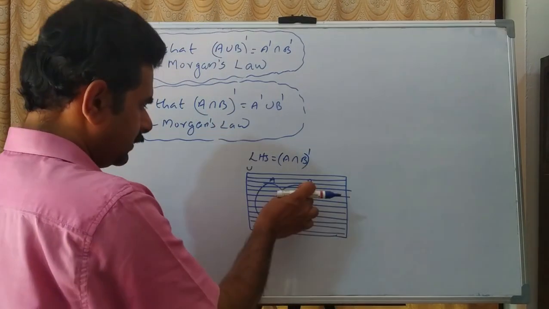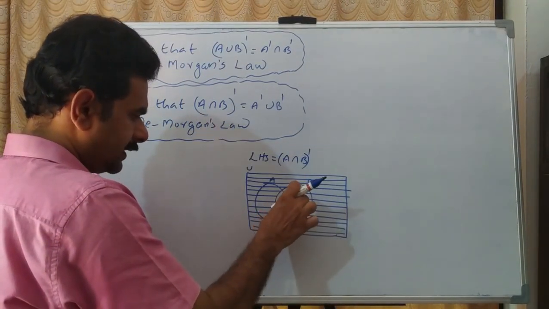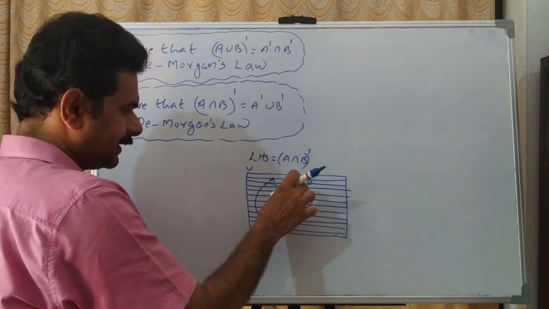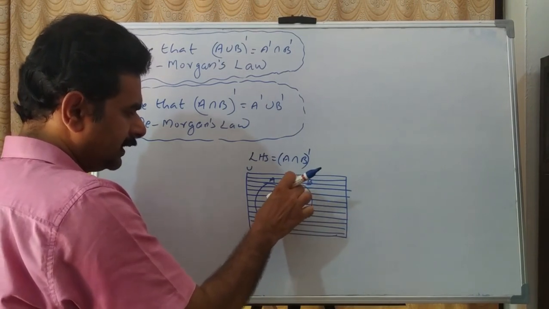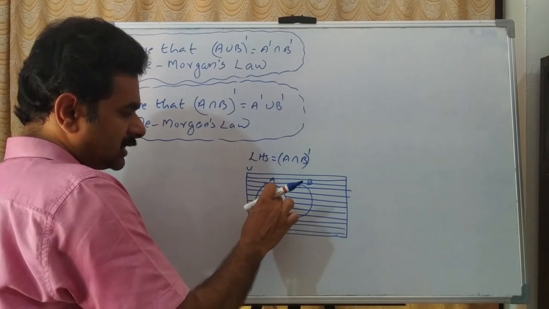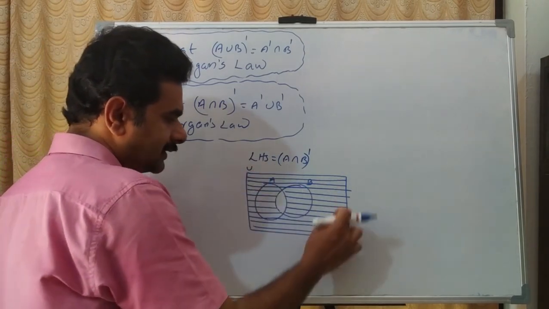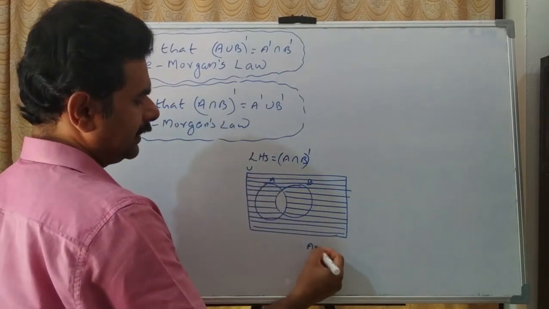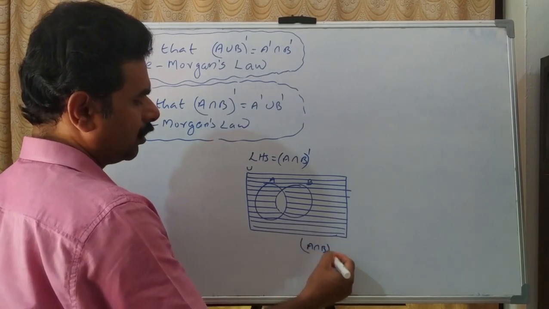Clear? So this non-shaded region is what? A intersection B, which is common for both A and B. Then its complement means whole other region. That is A intersection B whole complement.